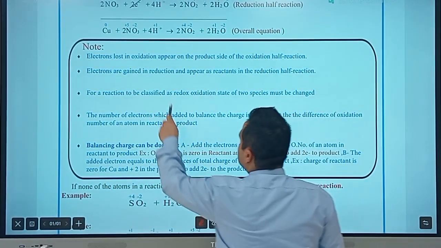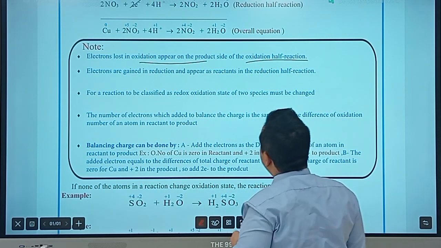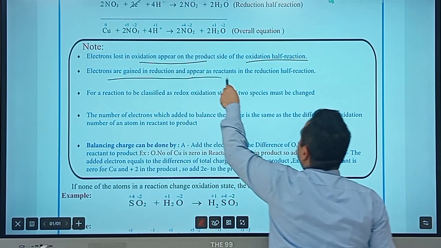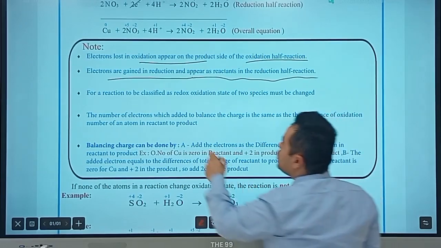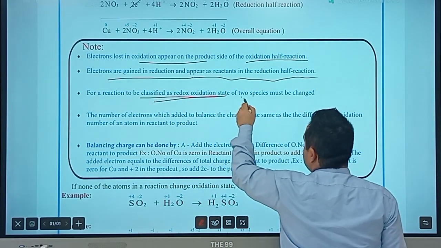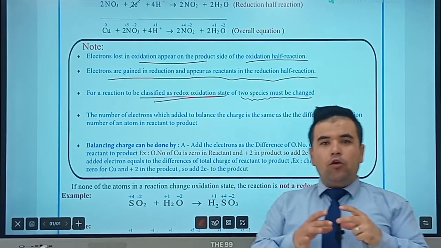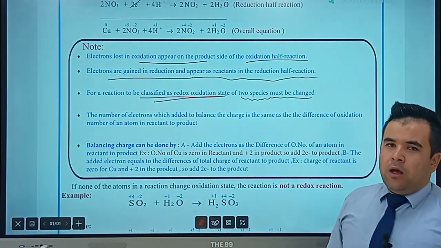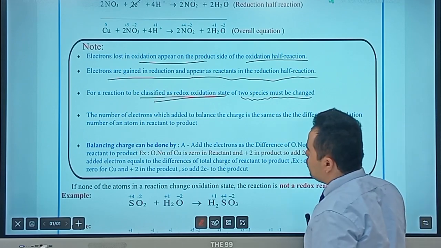Here we have some notes as a summary. Electrons lost in oxidation appear on the product side of the oxidation half, as we have practiced. Electrons are gained in reduction and appear in the reactant of the reduction half reaction. For a reaction to be classified as a redox reaction, the oxidation states of two species must change. One of them alone is not a redox. Both must occur simultaneously to be classified as a redox reaction.